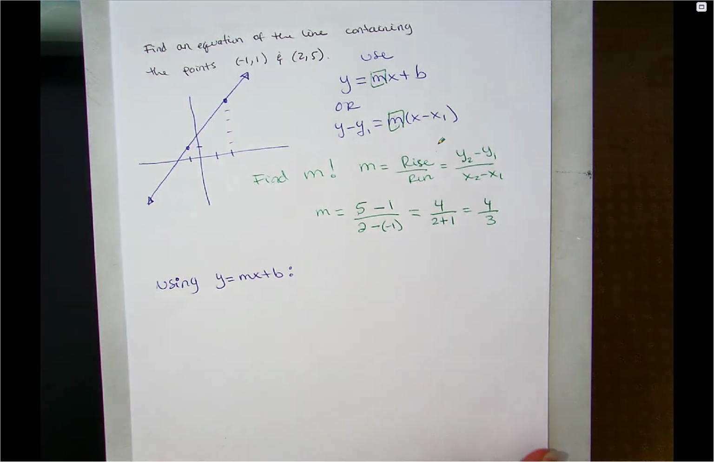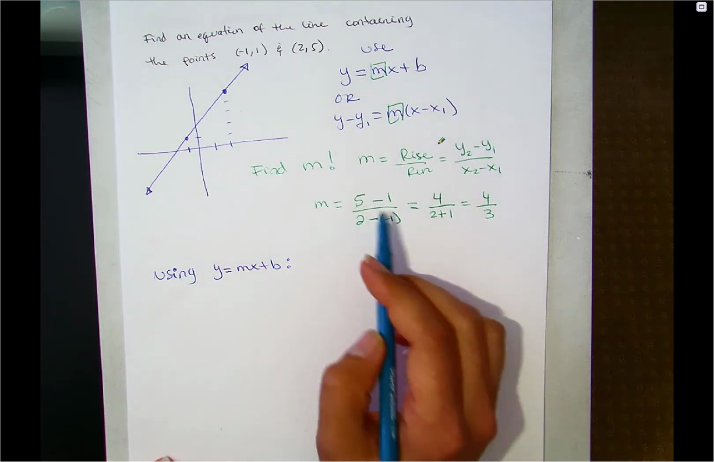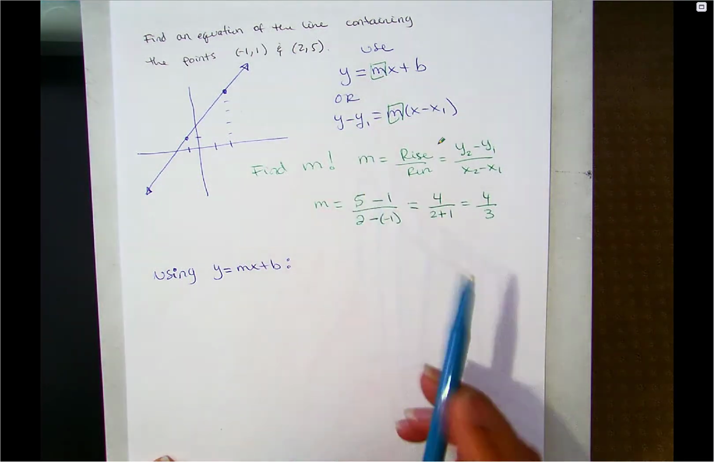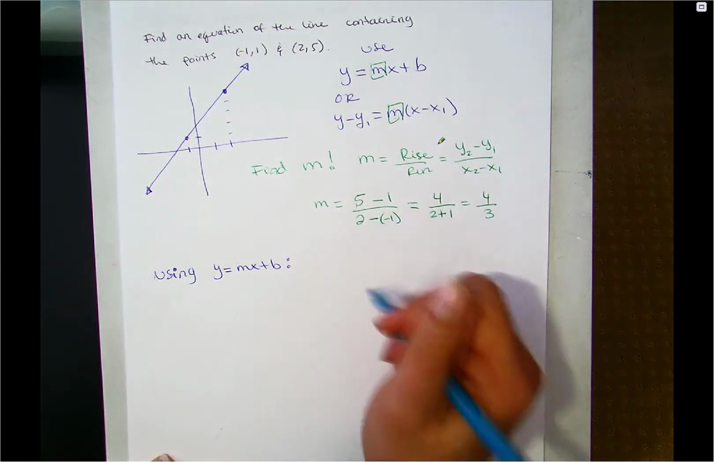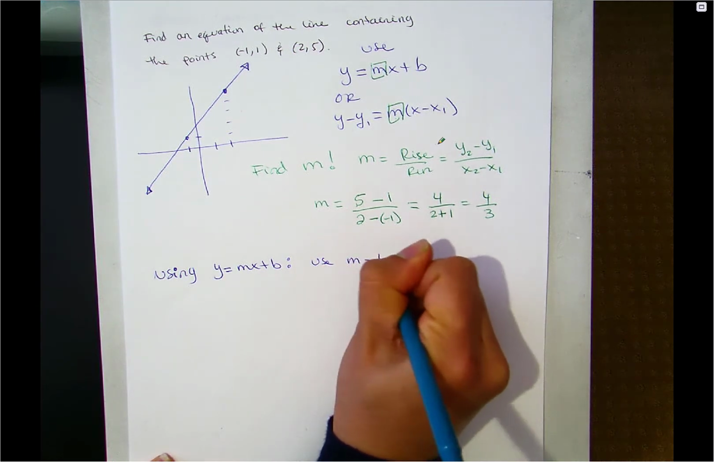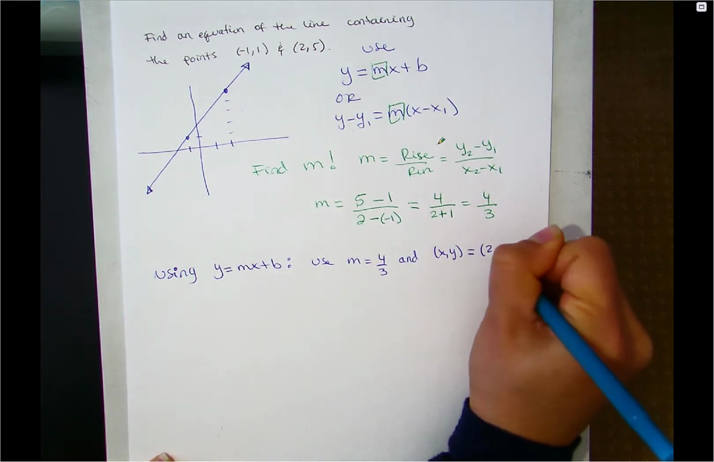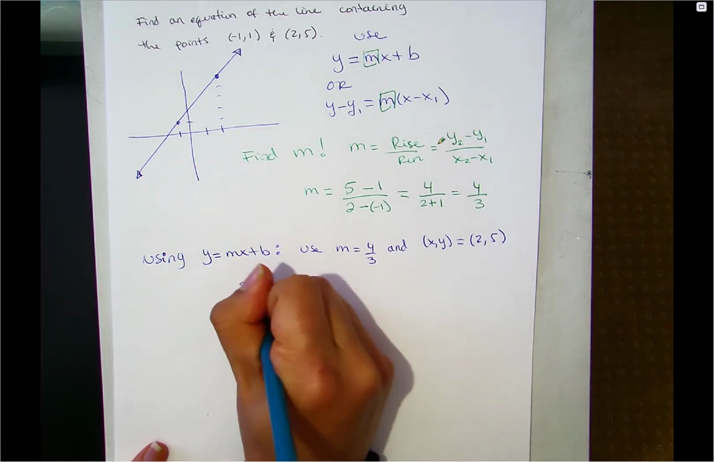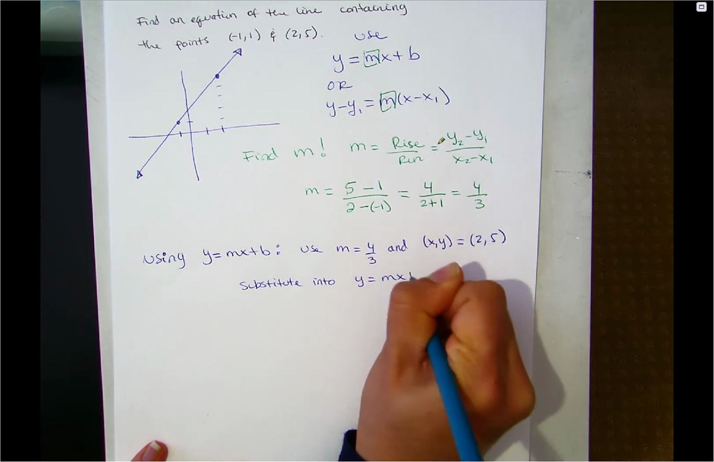So y equals mx plus b first. I don't have b, so what I need to do is pick one of those points and my slope and find it. I don't necessarily like negatives. Sometimes negatives can be confusing, so I'm going to use the slope 4/3, and I'm going to pick the point that's positive. So substitute into y equals mx plus b.